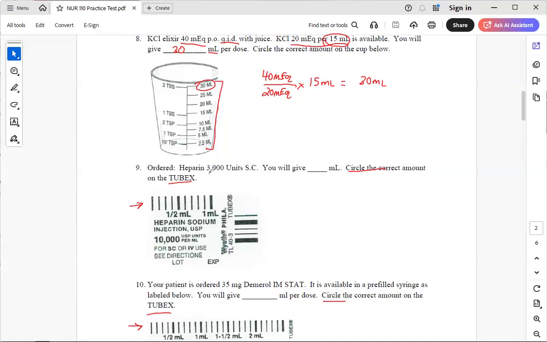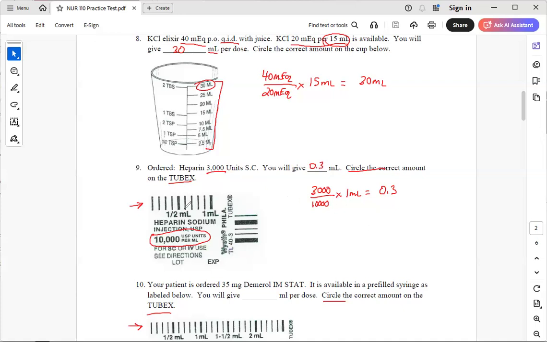So we can see here that the order is 3,000. SC means subcutaneous, which means it's an injectable. And then we can see that what's available is 10,000 units per milliliter. So just using order over available, I'm going to take 3,000 over 10,000 times my 1 ml. These are both units. That equals 0.3 ml.